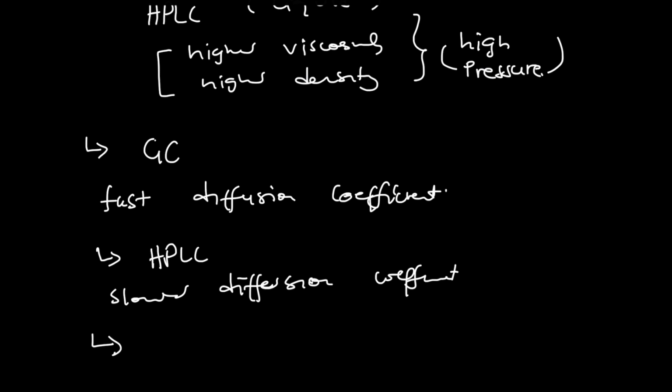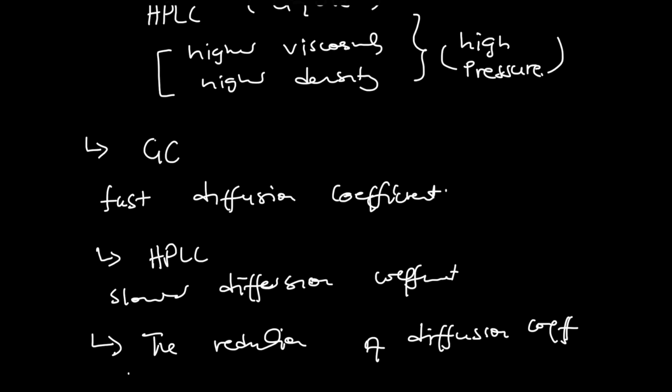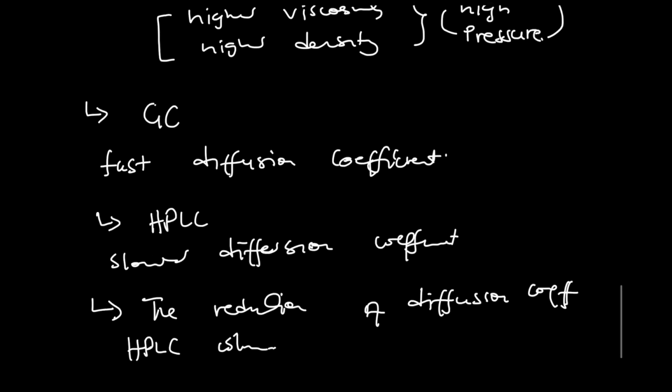what are we going to have? The reduction of the diffusion coefficient in the HPLC column is going to result in slower mass transfer.